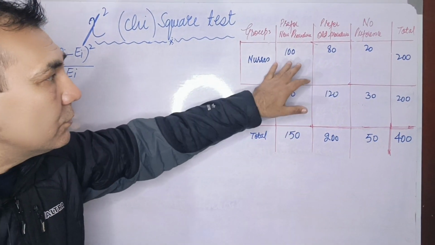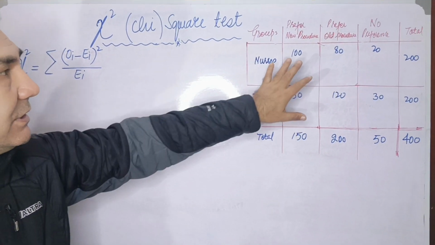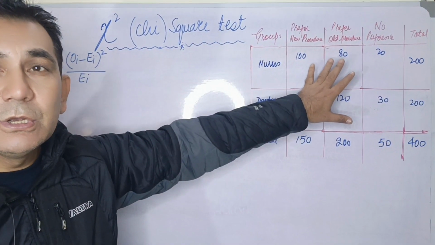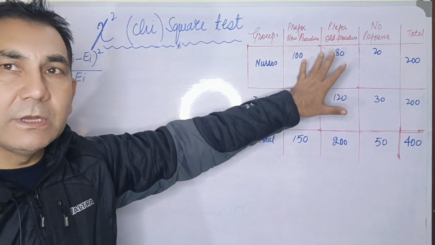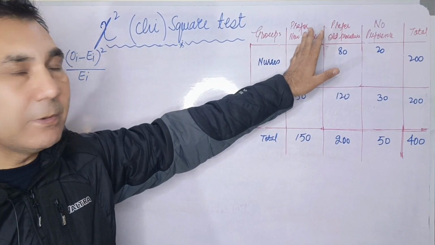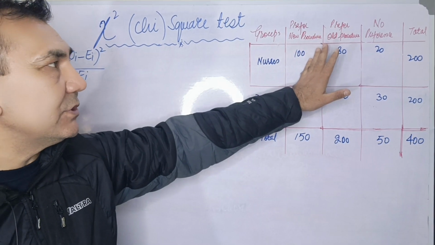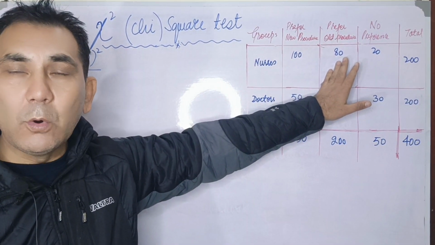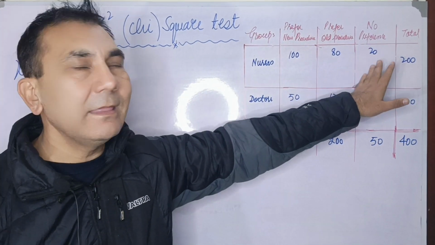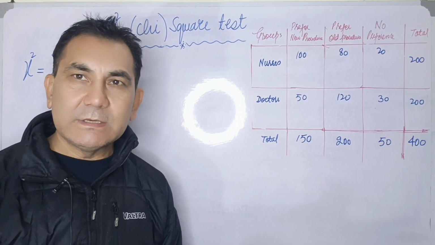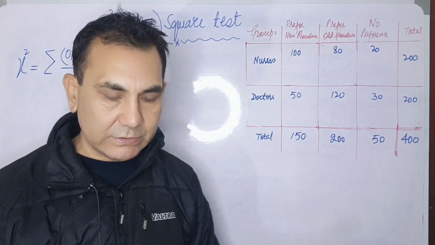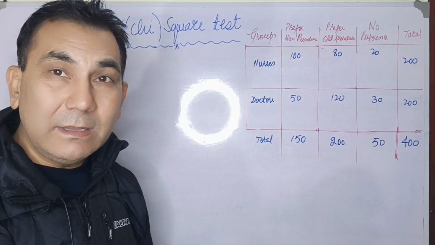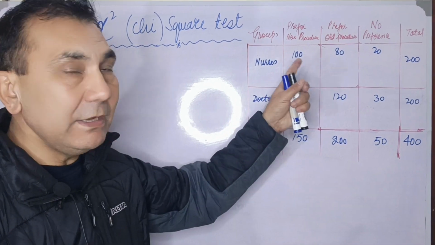This is the observed value for the nurses and the doctors, in their opinion of whether they prefer the new post-operative surgical procedure, prefer the old surgical procedure, or have no preference. This is the observed value. Now we will calculate the expected value for each cell.